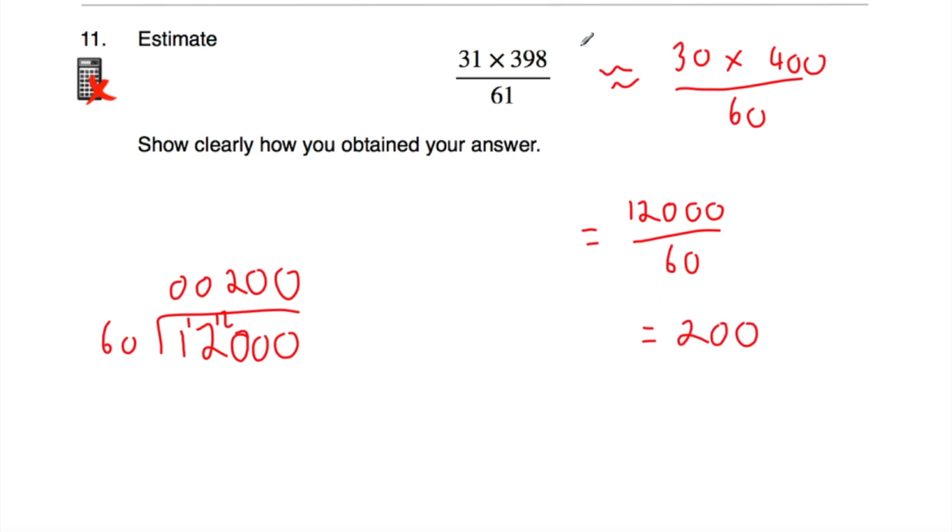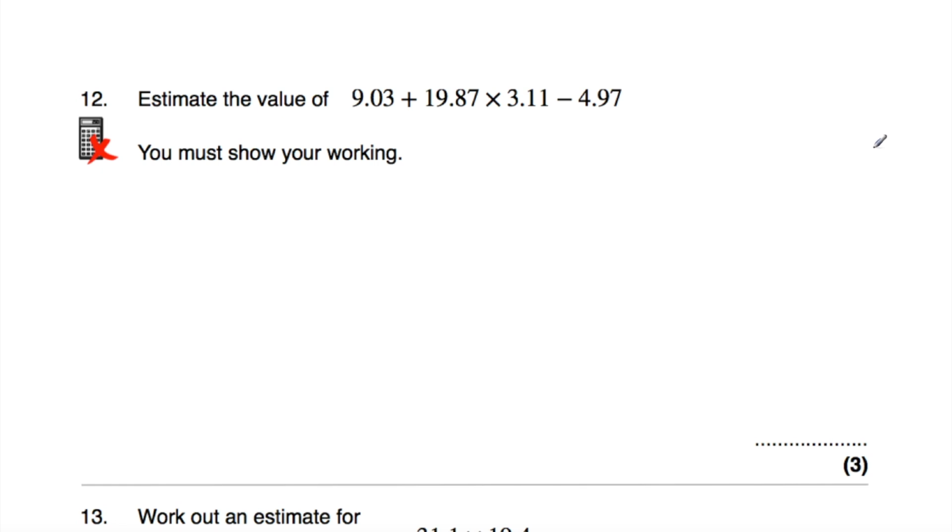And again, let's work this out and see what it is. 31 multiplied by 398 and then divided by 61 is 202.26 and so on. So that's pretty close. Okay, let's look at our next question, question number 12.